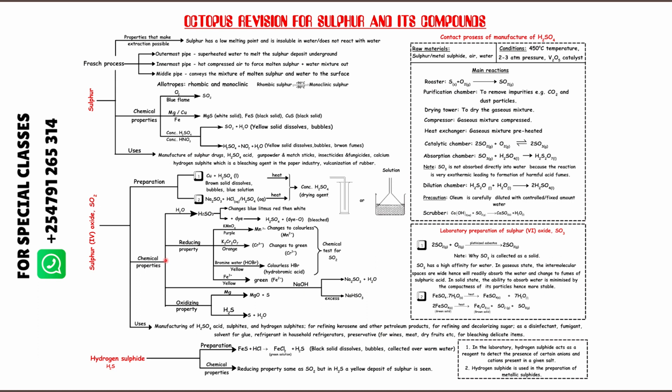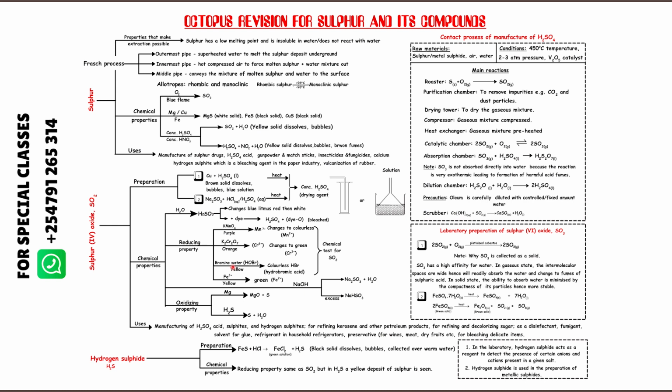We go to sulfur(IV) oxide as a reducing agent. When you bubble it through purple acidified potassium manganate(VII), the purple acidified potassium manganate(VII) changes color, because the oxidation state of manganese changes from +7 to +2, and that is why it changes from purple to colorless. When you bubble sulfur(IV) oxide through acidified potassium dichromate(VI), it changes from orange to green, because the oxidation state of chromium changes from +6 to +3.